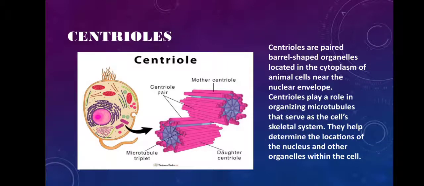Centrioles. Centrioles are paired barrel-shaped organelles located in the cytoplasm of animal cells near the nuclear envelope. Centrioles play a role in organizing microtubules that serve as the cell's skeletal system. They help determine the locations of the nucleus and other organelles within the cell.